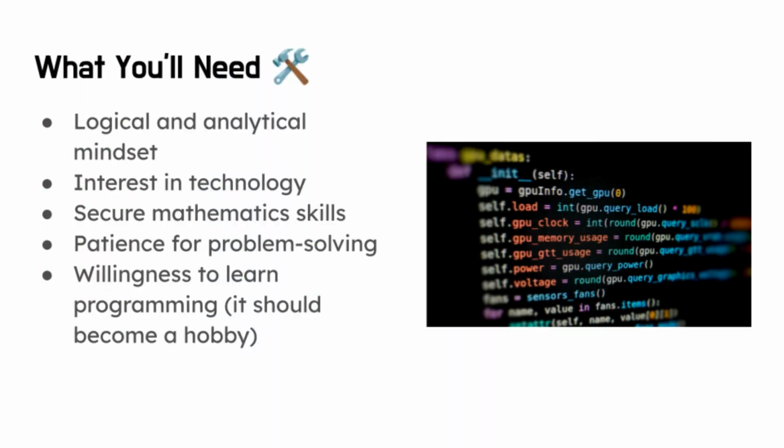Some of the things you'll need to be successful in computer science are a logical and analytical mindset, so being able to look at a problem and think what are the things that matter and use those to create a solution. An interest in technology, so if you've enjoyed the IT lessons up to this point, then that's usually a good indicator that you'll enjoy computer science. Secure mathematics skills, as there's quite a strong link between ability in maths and ability to do well in computer science. Patience for problem solving, especially some of the harder coding solutions, which can take quite a bit of time to come up with a solution. And willingness to learn programming. Basically, it should become a hobby.